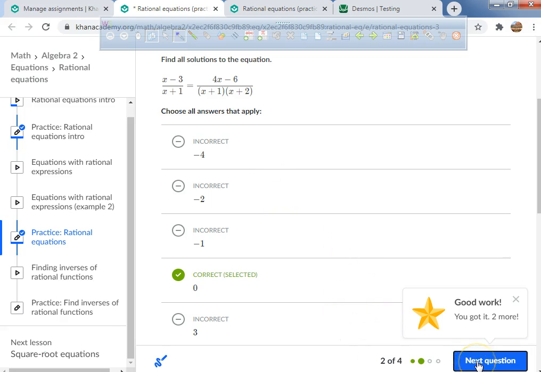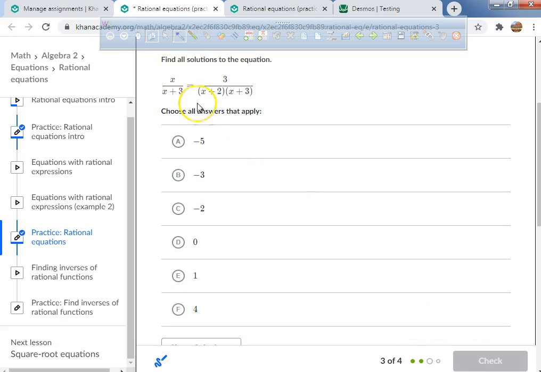All right. Y'all have a good day. That's all you have to do. Find your least common denominator. You have A through F here again. All right. Forget you guys. All right. Bye.